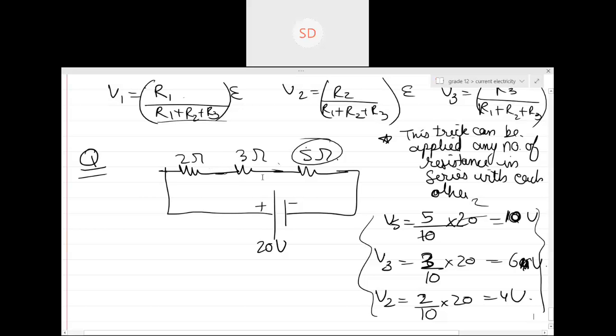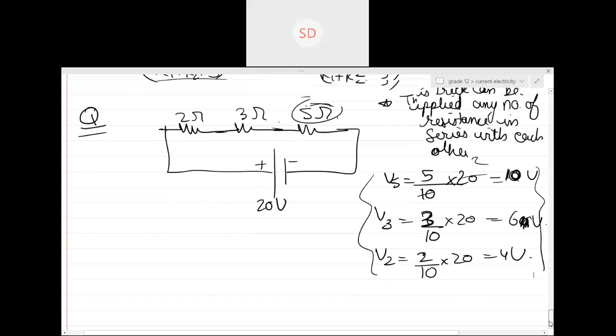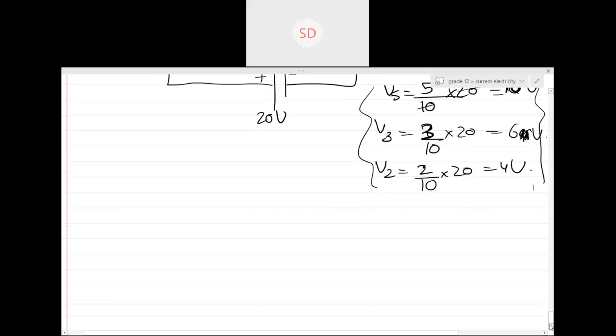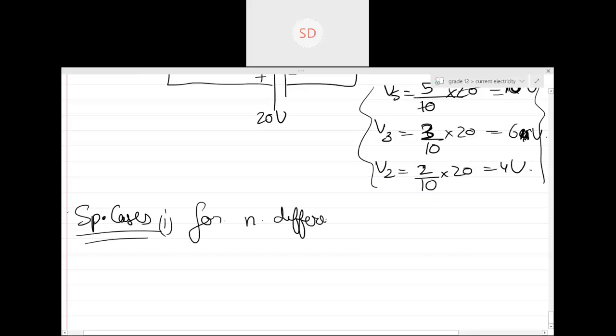Is this clear, guys? Any doubt? No, sir. Okay. Special cases for n different resistors.